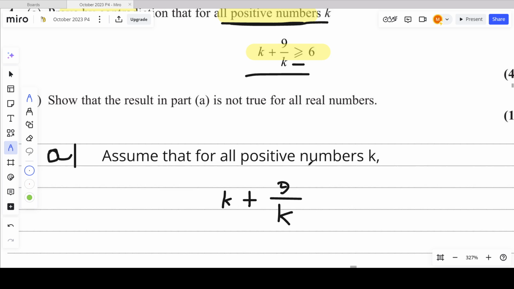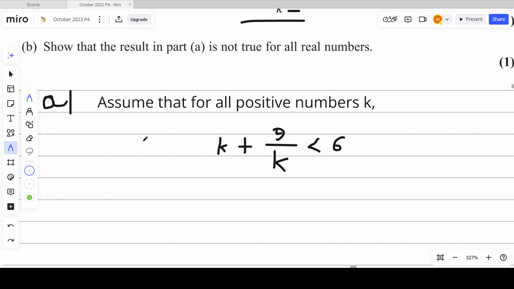So what's the opposite of greater than or equal to? We can say only less than 6. Why not less than or equal to? If you write less than or equal to, then it becomes similar to what they have asked for. But in contradiction we have to consider the opposite. That means it shouldn't even be equal to 6, so we need to ignore equal. It should be just less than 6.